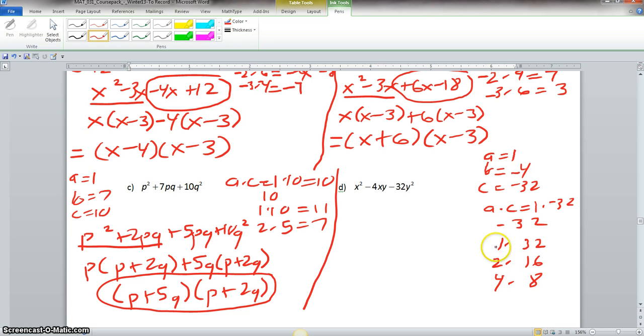Okay, now what we have here is when we multiply, we got a negative, and B is also negative. That means that the higher numbers will be negative. And when we add them together, this is negative 31, this is negative 14, and this here is negative 4. So we were looking for negative 4 from our B here. So now we substitute. We have x squared plus 4xy minus 8xy minus 32y squared.